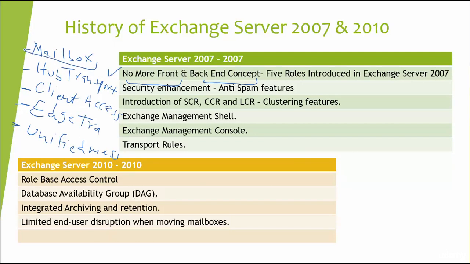So Exchange Server 2007 had 5 different roles. The mailbox role, all your mailboxes, all your databases, all your storage logs were just stored in your mailbox role server. So this mailbox role server was responsible for storing all your databases and your mailboxes, like all the emails that you create on Exchange Server. All of them were stored in your mailbox server role. And then we had the hub transport role.